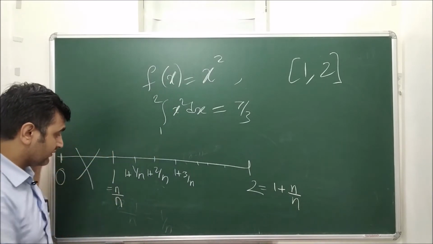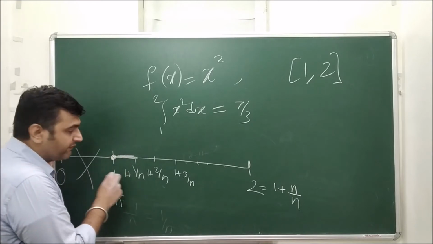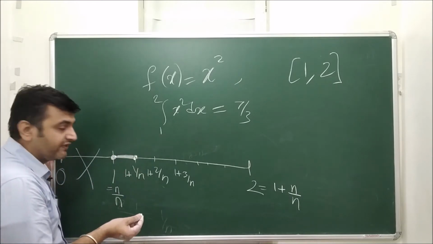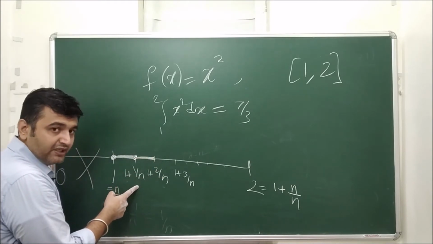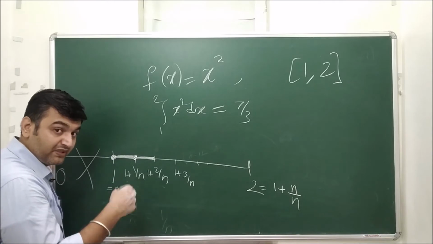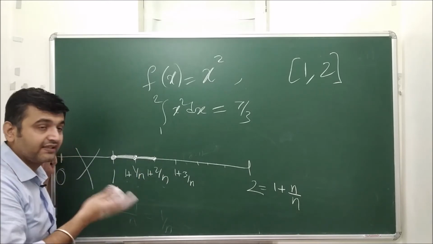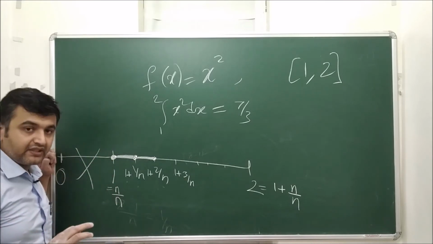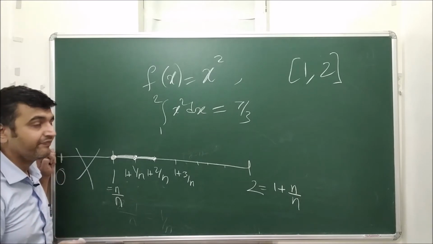So this is 1, then 1 plus 1 by n. Now over here, at this point, you will have minimum value. At f of 1 plus 1 by n, you will have the maximum value. In this subinterval, at 1 plus 1 by n, you will have the minimum value. So you take f of 1 plus 1 by n, and here f of 1 plus 2 by n. So like that, try to solve this problem and try to get the answer as 7 by 3. If you get stuck somewhere in between, you can ask me in the comment section.